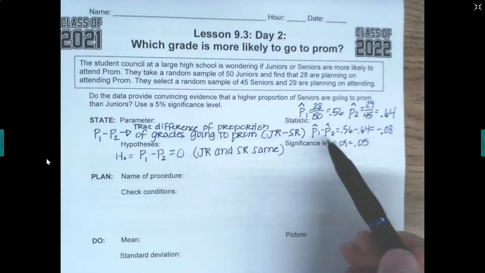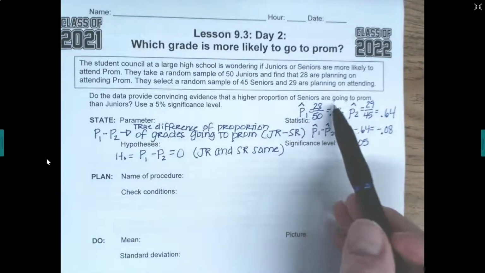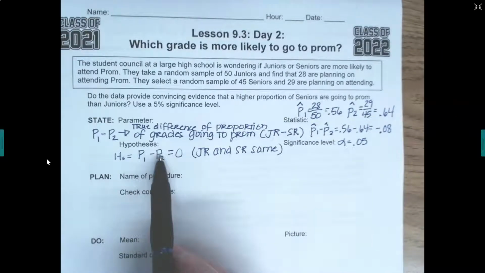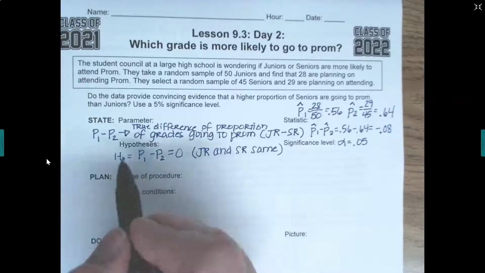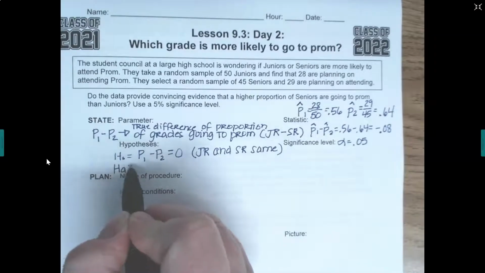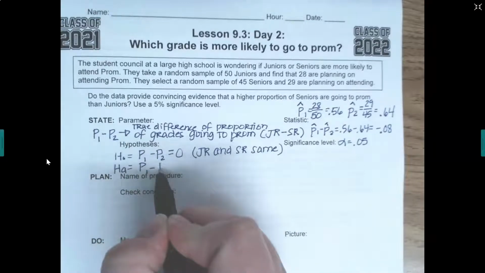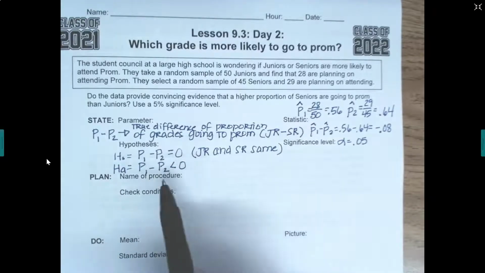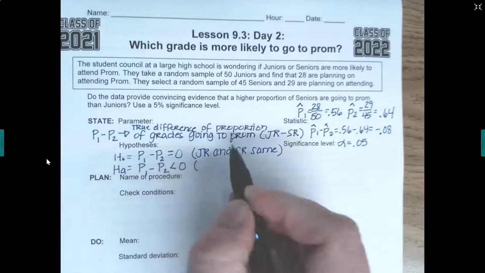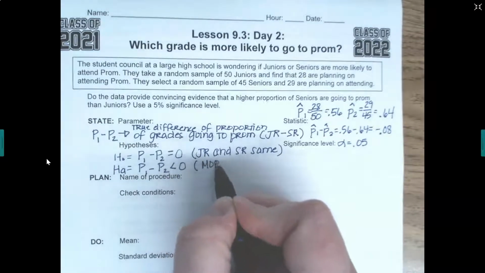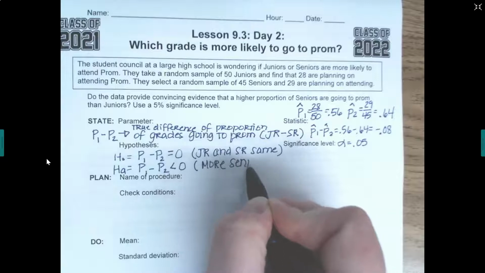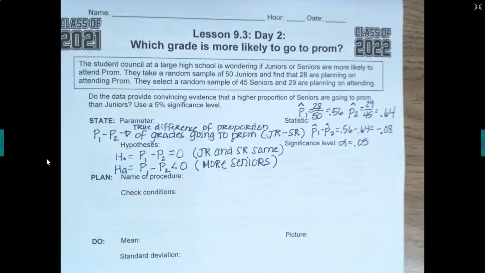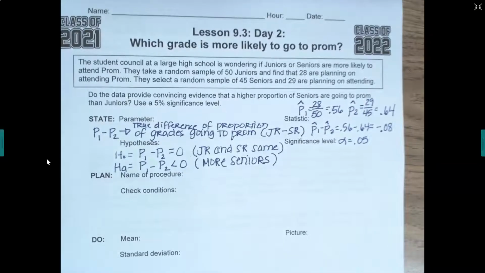The alternative is, we want to know if there are more seniors going to prom. If we're doing juniors minus seniors, and we think there are more seniors, that's going to give us a negative result when we subtract. So our alternative says juniors minus seniors will be less than 0, because you'd end up with a negative result if there were more seniors. So in words, that just means more seniors. All right, so that's what we've got so far. Hopefully that makes a lot of sense.